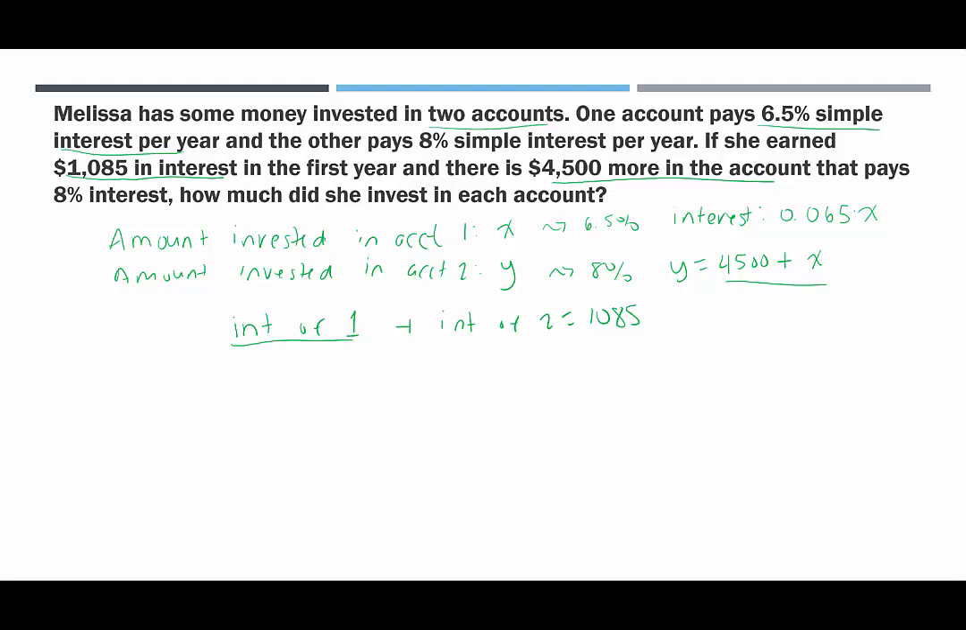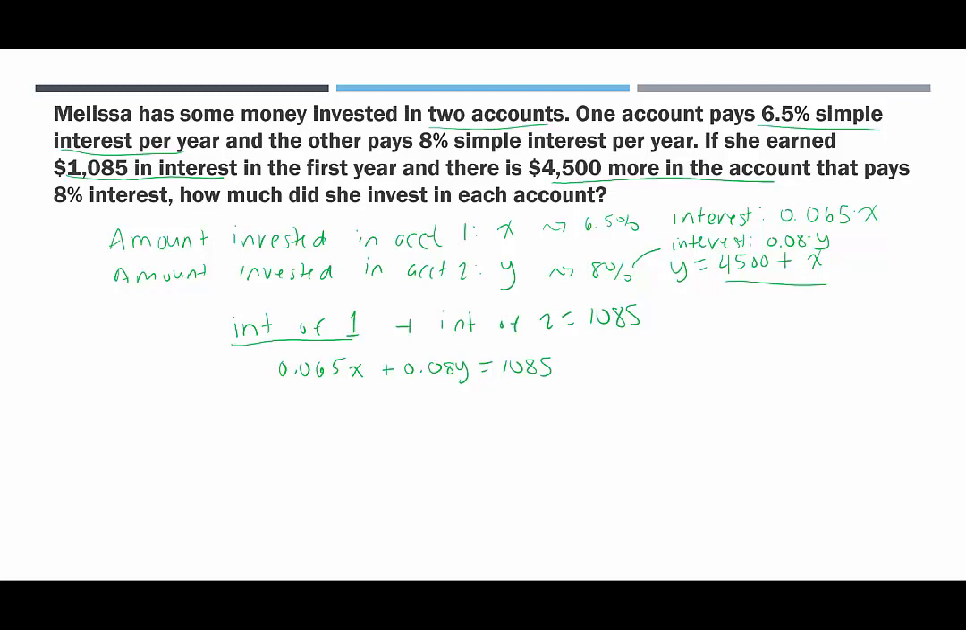Okay, what about this account here? So the interest earned in account 2, she's going to get 8%, 0.08, times however much that is, which we called Y. And we'll come back to the other representation for account 2 in a minute. So we know interest from account 1 is going to be 0.065 times X, plus the interest from account 2 will be 0.08 times Y, and these two together will add up to $1,085.